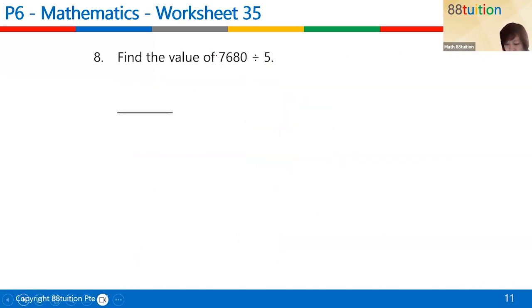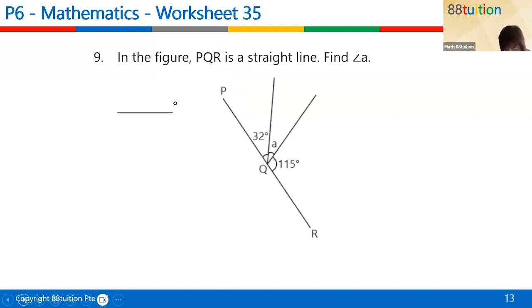Question number 8. When you divide by 5, 1,526, 5,28, then this one will be 18, sorry, 3, 6. Do you have 1,536? Question, this one will be 180 angles on a straight line. So 32.